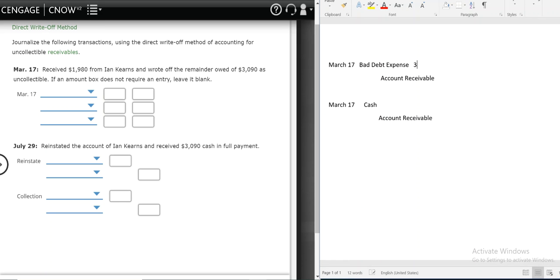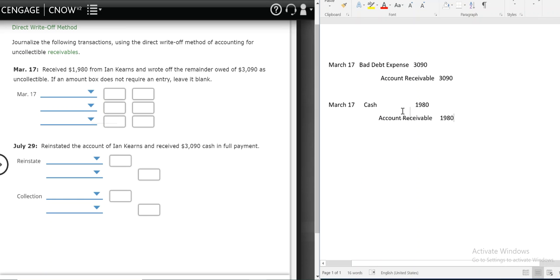We're going to debit the expense 3,090 and remove the receivable 3,090, and this is what we call the write-off entry using the direct method. Then I'm going to debit cash for the amount that we did get, which was 1,980, and credit accounts receivable for 1,980. So these two entries are the same as the one I'm going to do right here, which is like a compound, just one entry together.